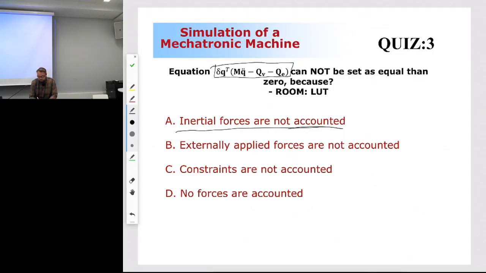Okay, inertial forces are not accounted. The externally applied forces are not accounted. Constraints are not accounted. No forces are accounted. Those are the 4 choices. Only one is correct. I'm again asking why this cannot be set equal to 0 in the general case. Why? Only one is correct.